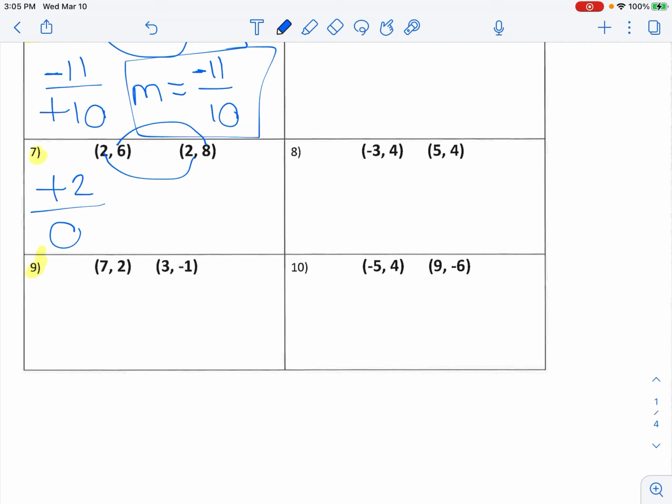Now, this is one of those special problems. Remember, if all you have is a change in y, but you do not have a change in x, if every x value is the same, it's going to be a vertical line, and we're going to call the slope undefined. So if your y values are changing, but your x values are not, if both of your x values are 2, you're going to have a vertical line.